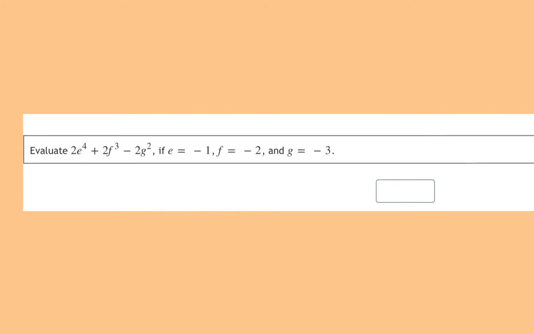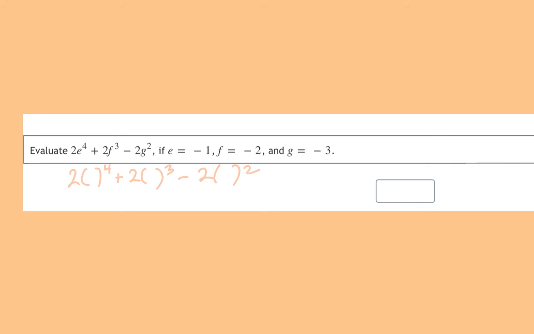In this video, we're going to evaluate this equation when given values for the variables E, F, and G. So the first thing I'm going to do is write this equation, but every time I see a variable, which is a letter, because it can vary, we don't know what value it's going to be, I'm going to just put an open set of parentheses.